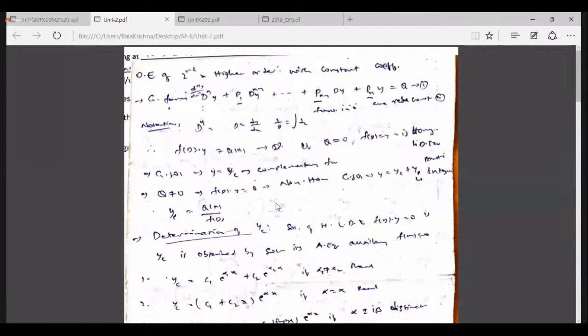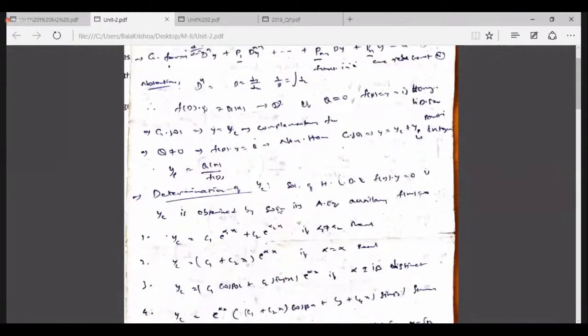When Q of x is given in specific forms, you are given some specific methods, or otherwise you are supposed to solve by using the general method. First, how to determine the complementary function. The complementary function is obtained by solving its auxiliary equation. The auxiliary equation is nothing but f of m equal to 0. Whatever you have as f of D, replace that D with m and equal to 0. That will be called the auxiliary equation.